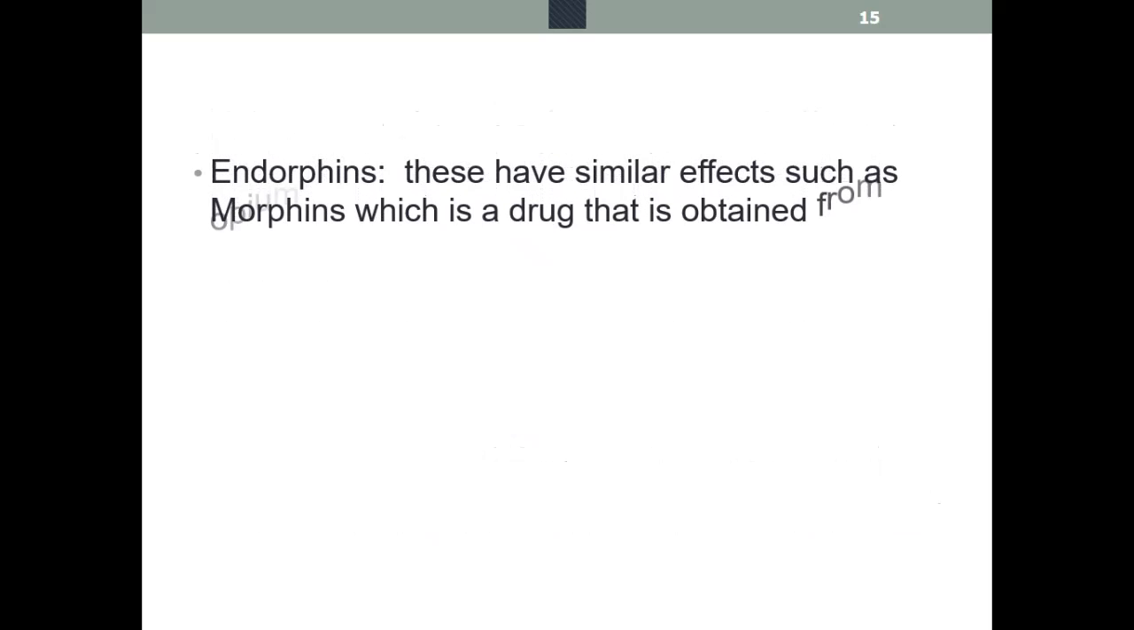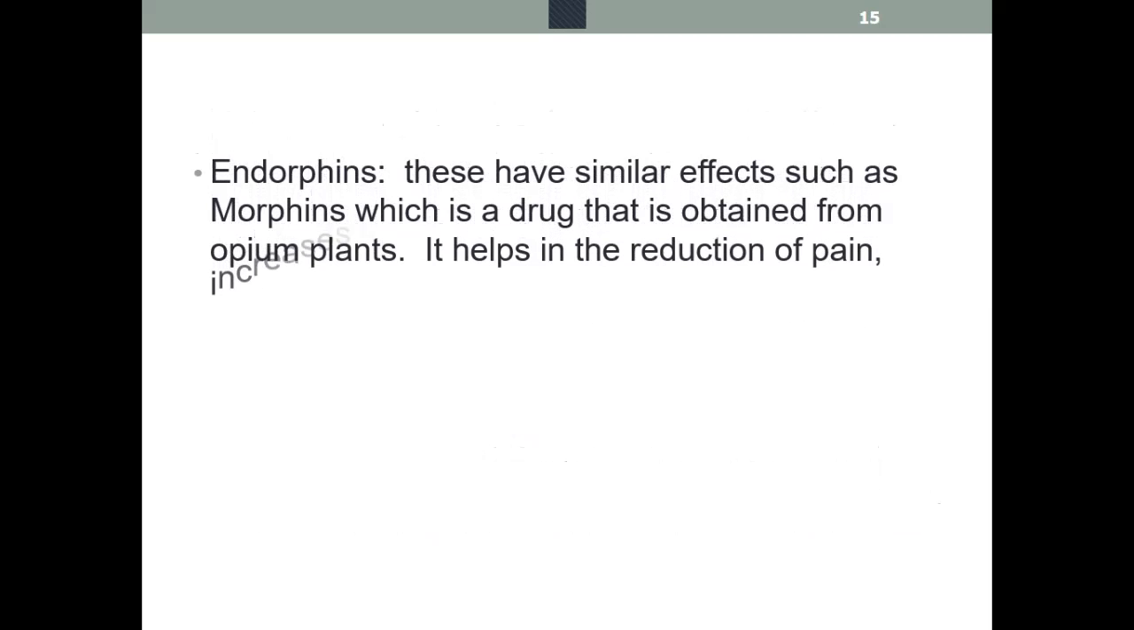Endorphins are natural chemicals which are released when we are in pain. These are the healing chemicals. After a sharp pain, endorphins are released by the brain, which helps the body to minimize or overcome the pain it is going through. Morphine is identified as an agonist for endorphins, which is obtained from opium plants. It helps in reduction of pain and somehow increases pleasure and memory.